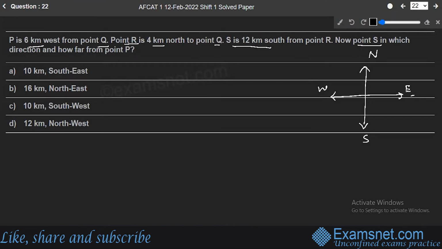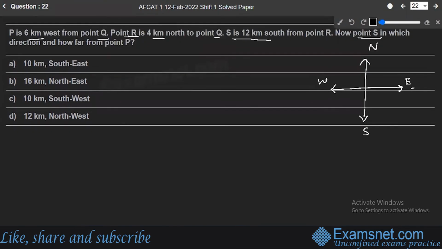If I'm imagining that Q is somewhere over here, this is Q. So P is 6 kilometers towards the west. West is in the left direction, so this is P. This is 6 kilometers. Point R is 4 kilometers north to point Q. So this is the north direction. Over here, this is 4 kilometers.